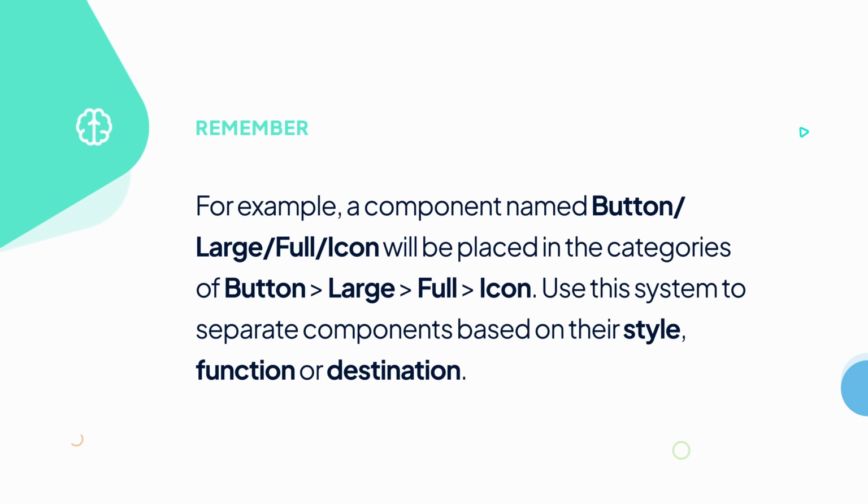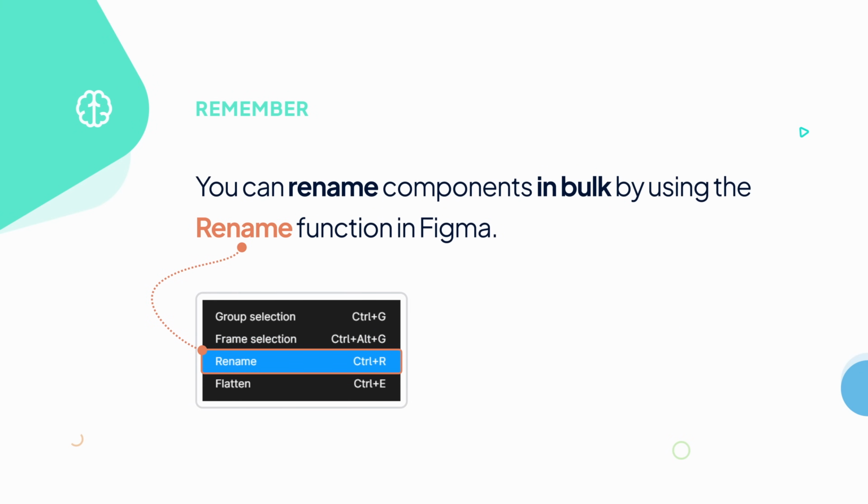For example, a component named button /large /full /icon will be placed in the categories of button, large, full, and icon. Use this system to separate components based on their style, function, or destination. You can rename components in bulk by using the rename function in Figma. And that's about it for naming and organizing components, a very useful feature.